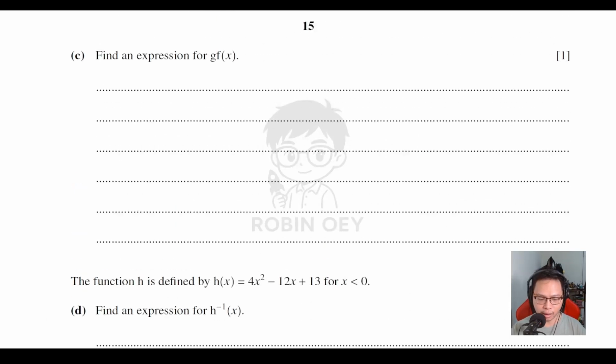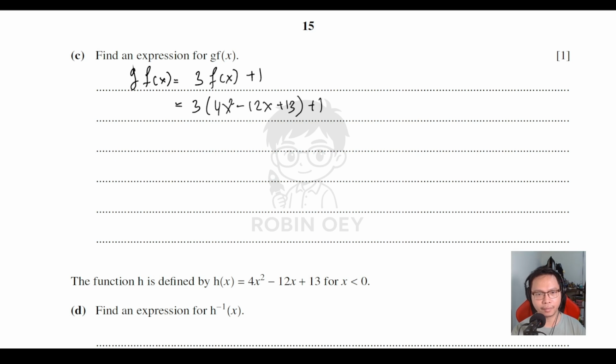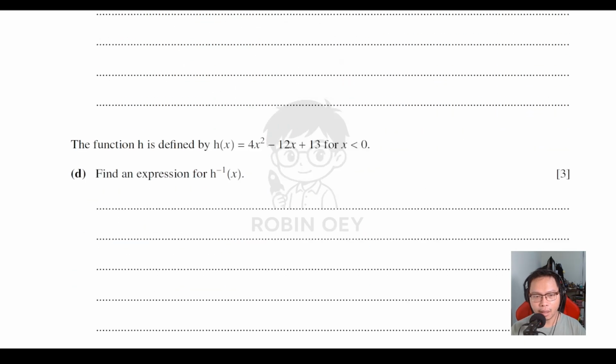And then for c, gf of x, it's quite simple for this. For gf of x, we are looking at 3f of x plus 1. So that is 3 open bracket 4x squared minus 12x plus 13, close bracket, plus 1. So we have 12x squared minus 36x plus 40. And then find an expression for the inverse h of x.